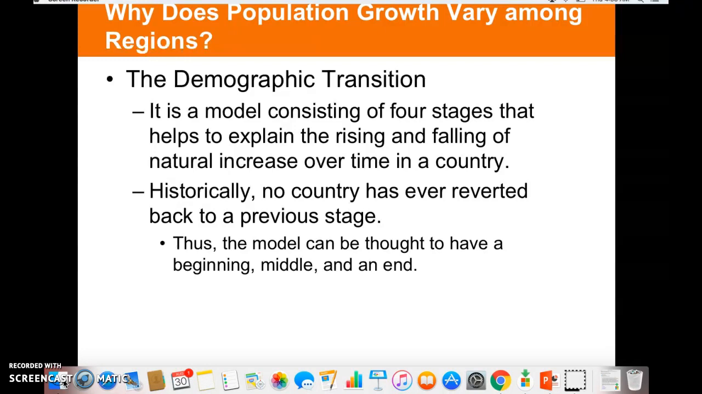So far, no country has ever gone back to a previous stage. So at this point, the model is a progressive model, meaning it has a beginning, a middle, and an end stage. And again, that end stage is changing, right? So we talk about 4 stages, but there really is a 5th stage that's pretty well established, and we'll add to that in tomorrow's reading.